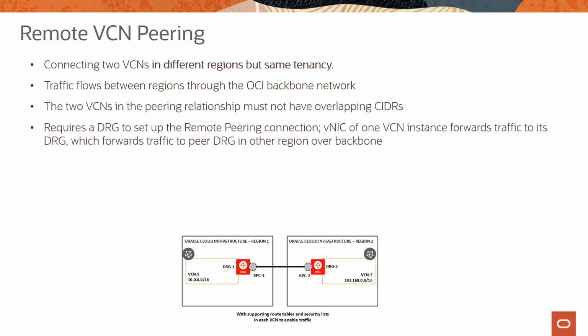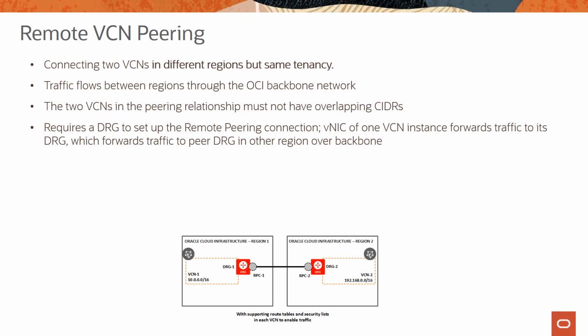Again, for VCNs to be peered across region, even in case of remote VCN peering, they must not have overlapping CIDRs. In order to remote peer two VCNs, we are going to use the Dynamic Routing Gateway, the DRG. Just for the record, DRGs are the same type of gateways that you would use to establish connectivity between on-premises and OCI platform with the help of either IPsec VPN or through dedicated FastConnect.